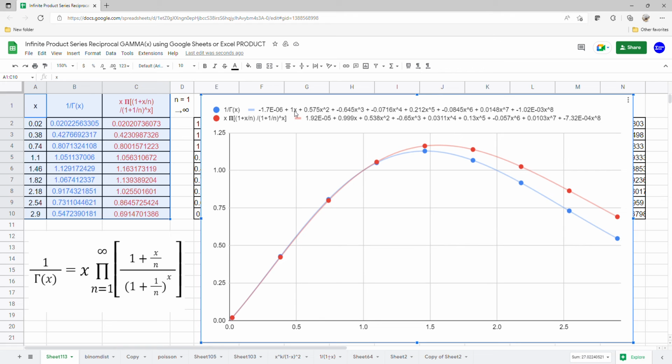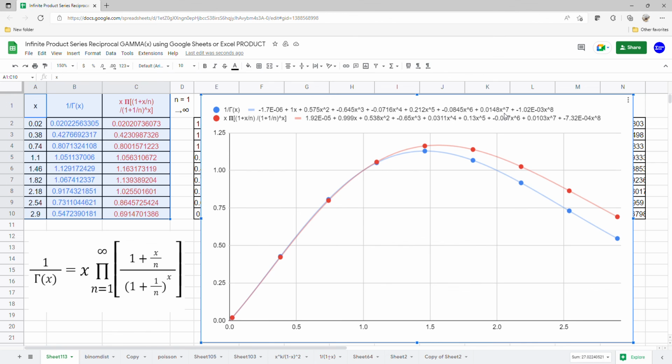Coefficient of x, that's 1, this is 0.99. Coefficient of x squared, that's 0.575, 0.538. Coefficient of x cubed, minus 0.645, minus 0.65. Coefficient of x to the 4th, negative 0.0176, negative or positive 0.0311. Coefficient of x to the 5th, 0.212 and 0.13. Coefficient of x to the 6th, minus 0.0845, minus 0.057.